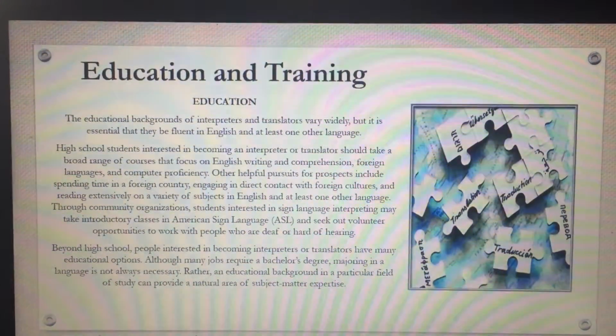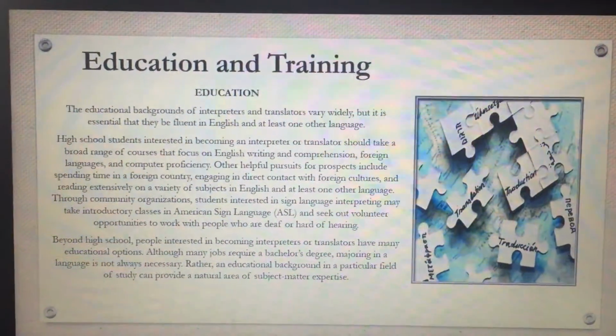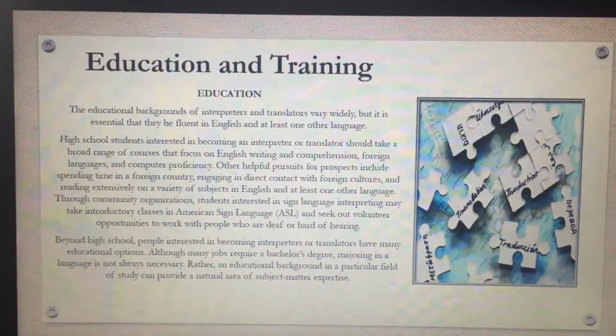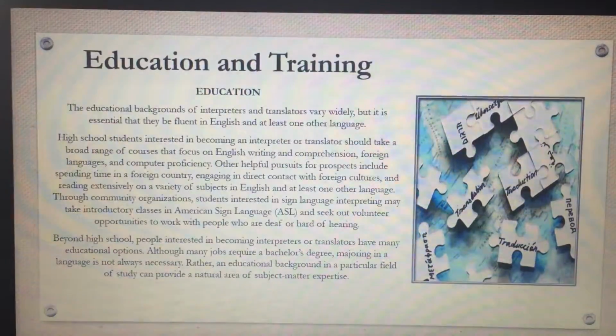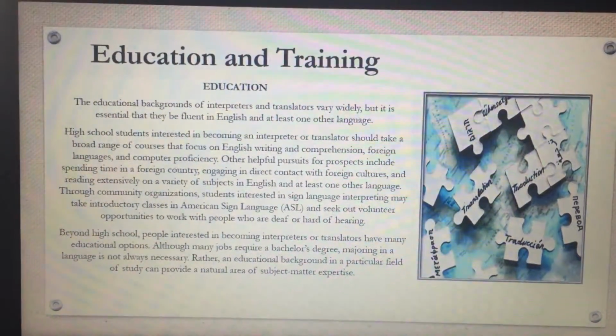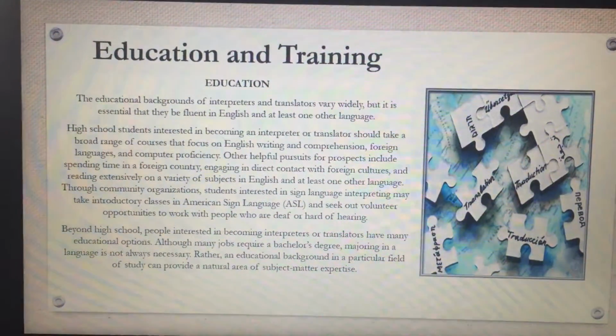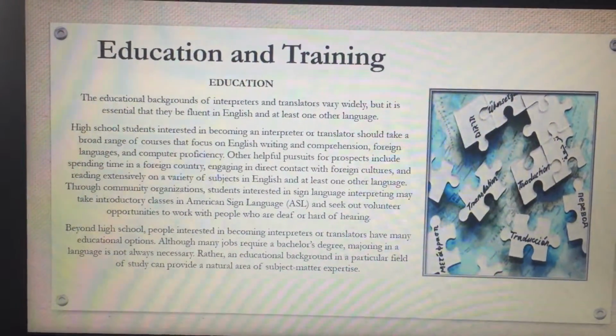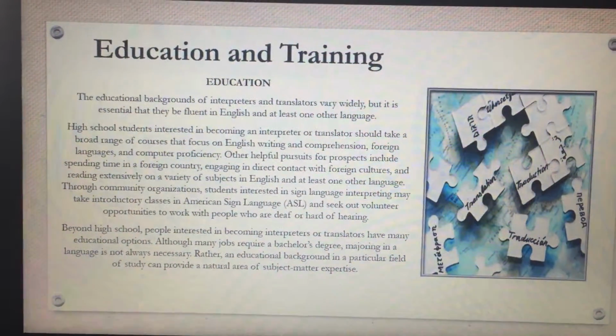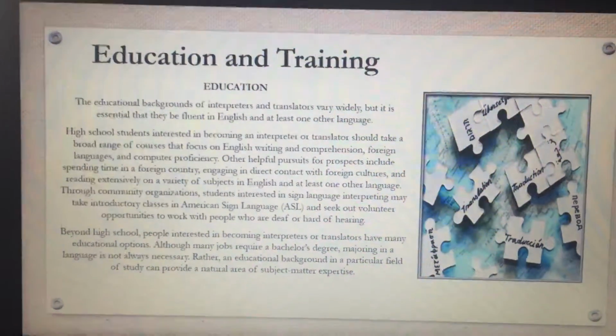Education and training. Education. The educational backgrounds of interpreters and translators vary widely, but it is essential that they be fluent in English and at least one other language. High school students interested in becoming an interpreter or translator should take a broad range of courses that focus on English writing and comprehension, foreign languages, and computer proficiency.